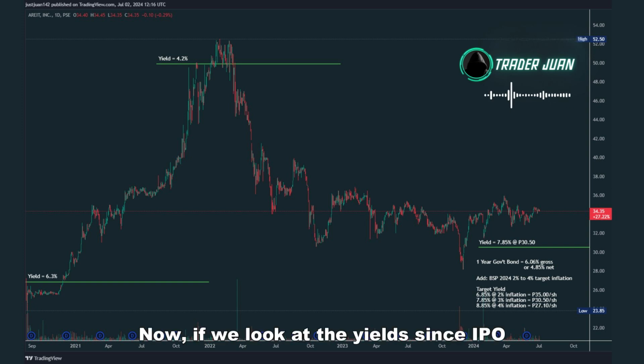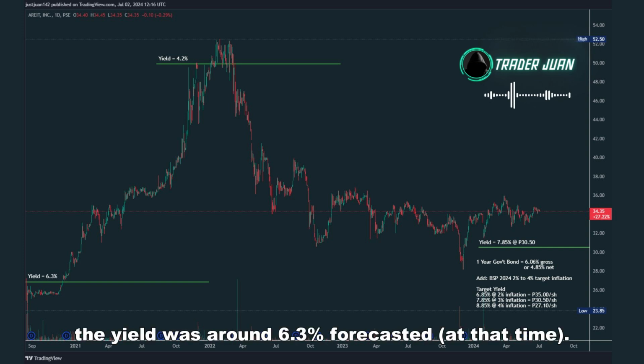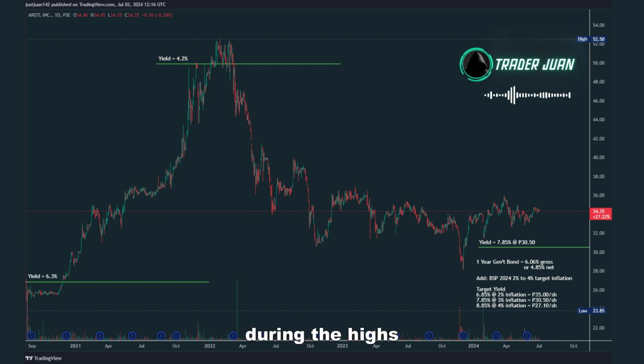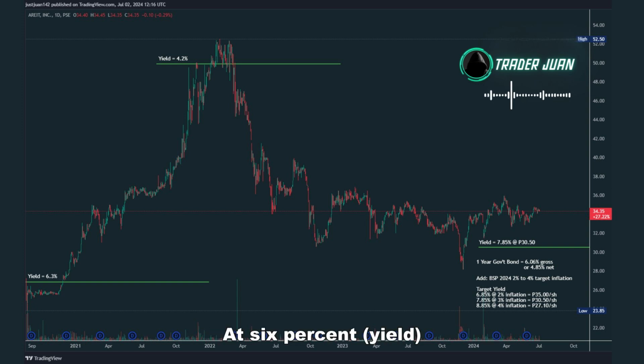Now, if we look at the yields since IPO, you would see here that at 27 pesos, the yield was around 6.3% forecasted. And during the highs of around 50, the yield is just 4.3%. It's not a perfect capture of the lows and the highs, but at least it gives you an idea when to buy or when to sell. At 6%, perhaps at that time, that could have been a good yield already, but definitely at 4.3% at the highs or 4.2% at the high, medyo mag-iisip ka na, do you still accumulate at that price?